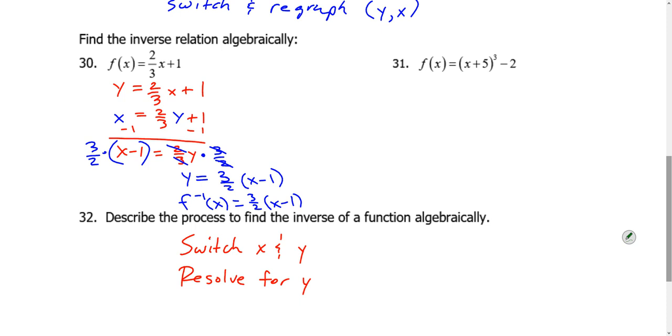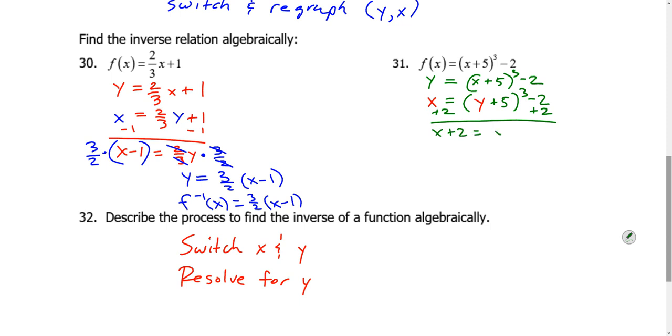Next problem is done pretty much the same, so I'll switch out the f of x as a y. And we literally just switch the x and the y. Everything else stays the same. We have to isolate those parentheses because the y is inside of it. So first we're going to get rid of the 2 by adding it. So we have x plus 2 equals (y plus 5) to the 3rd power.